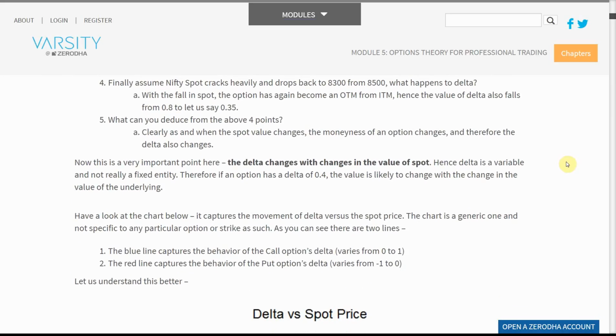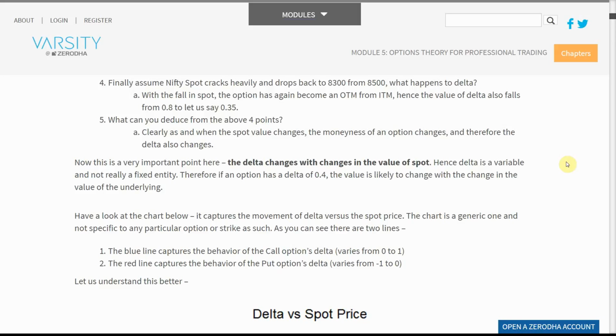Now this is a very important point here. The delta changes with changes in the value of spot. Hence delta is a variable and not really a fixed entity. Therefore, if an option has a delta of 0.4, the value is likely to change with the change in the value of the underlying. Have a look at the chart below. It captures the movement of delta versus the spot price. The chart is a generic one and not specific to any particular option or strike as such.